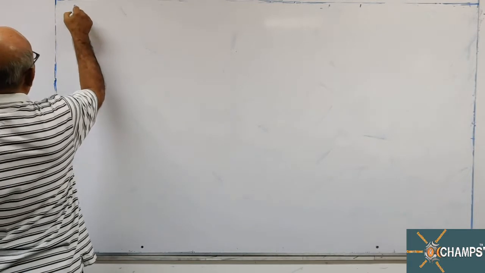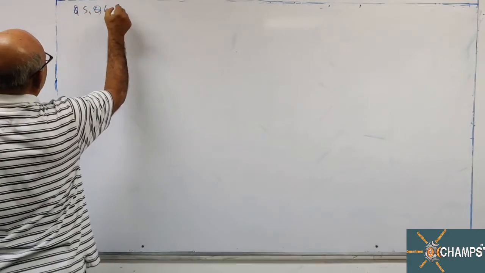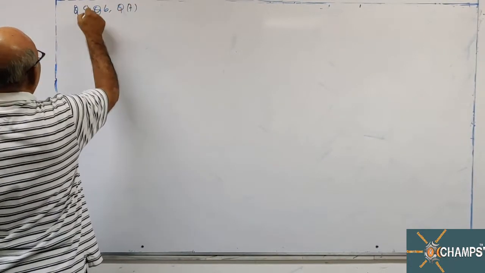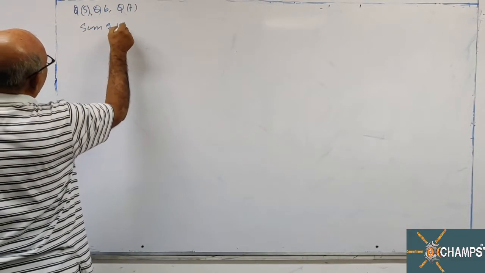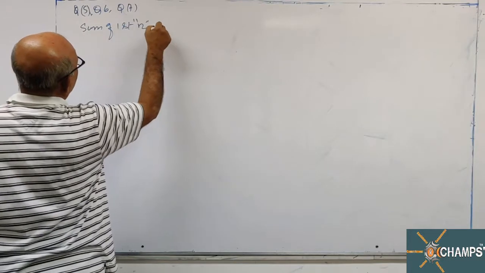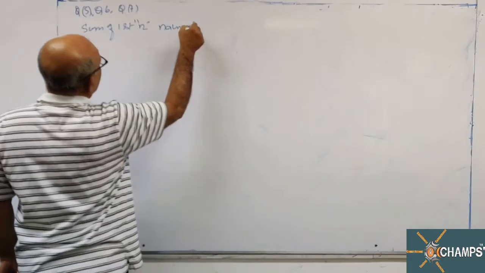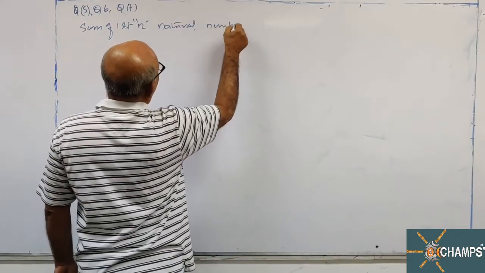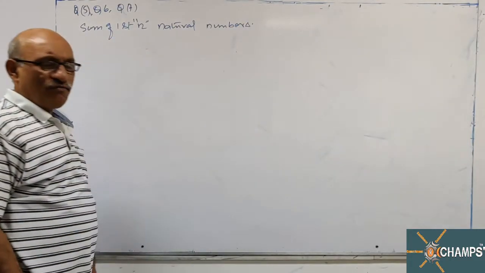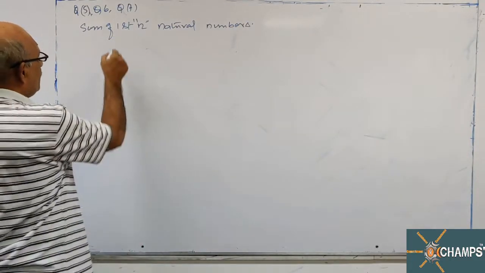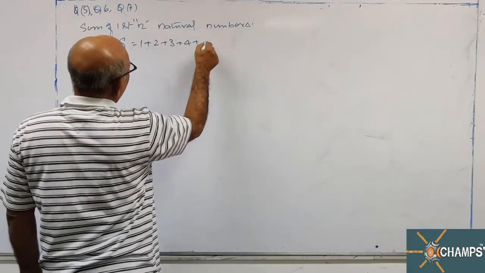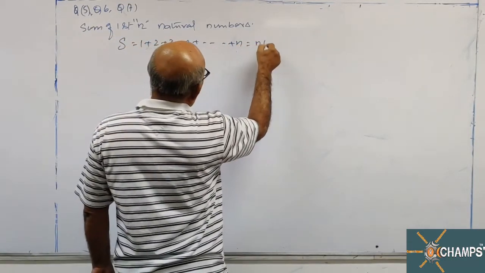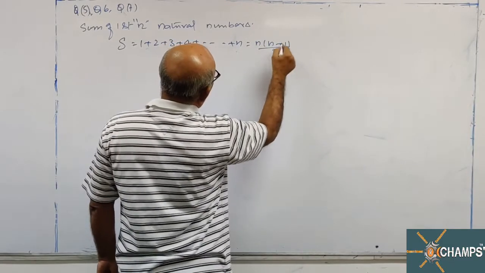Now look at question number 5, question number 6, question number 7. These are standard results. Sum of first n natural numbers: S is equal to 1 plus 2 plus 3 plus 4 plus etc. plus n. This can be written as n into n plus 1 by 2.